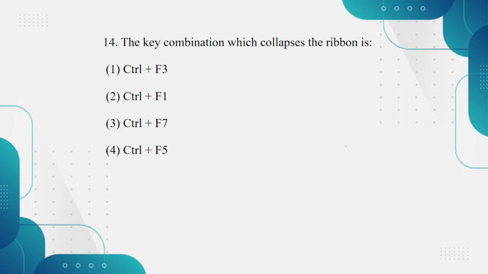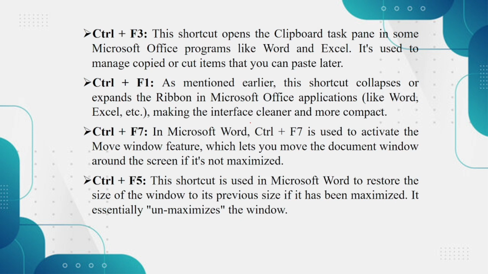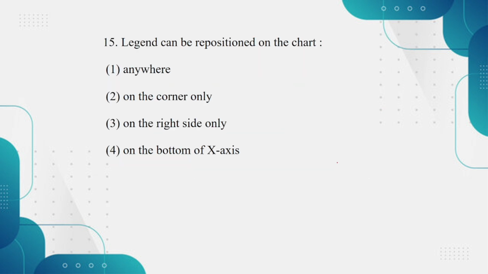The key combination which collapses the ribbon. Ribbon means the top, when we open Microsoft Word, Excel, PowerPoint, there will be a lot of menus at the top. In order to collapse, that is, to close that, we use the shortcut Control plus F1. You can go through the other keys also. Control plus F3 opens the clipboard task. Then Control plus F1, mentioned earlier, is the collapse button of Microsoft applications. Then Control plus F7 is used to activate the move window feature, and also Control plus F5 is used to restore the size, like minimize, maximize, restore the size.